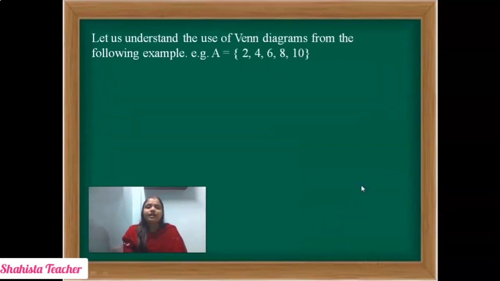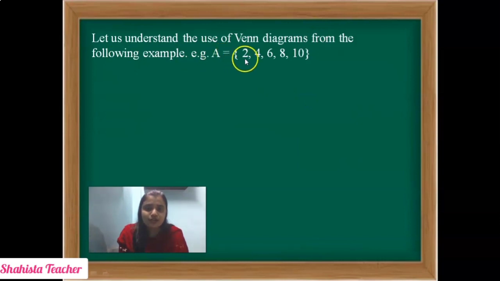Let us understand the use of a Venn diagram from the following example. A is equal to {2, 4, 6, 8, 10}. We have to show all these elements, 2, 4, 6, 8, 10, inside a Venn diagram.